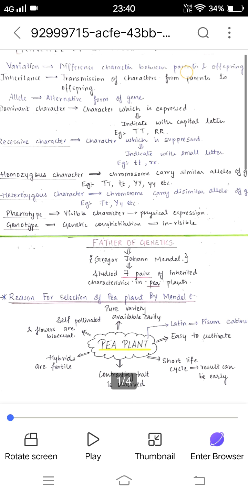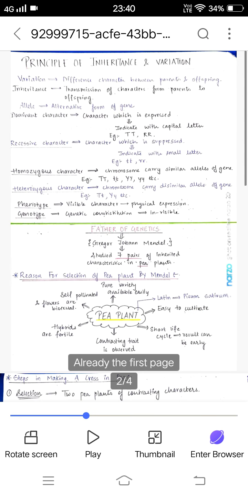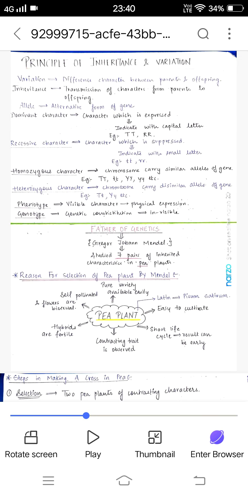Sixth, homozygous character. It is a chromosome which carries similar alleles of genes, that is both will be capital or both will be small. And heterozygous character. Chromosome carries dissimilar alleles of gene, like one will be capital T and second small t, or one will be capital Y and second will be small y.